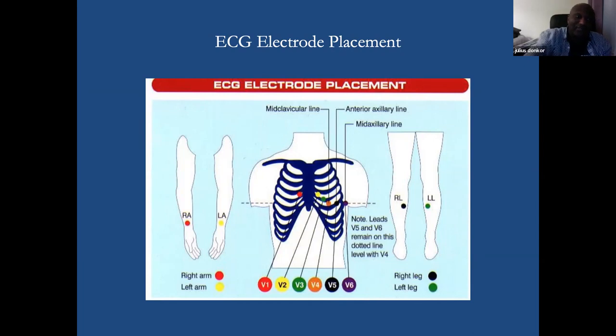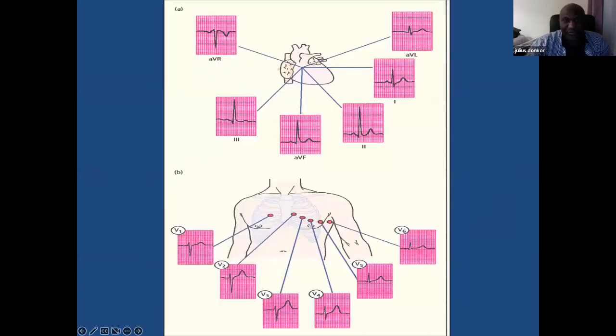And then your limb leads. The right arm electrode goes on the lower part of the right arm, at the wrist, and the left arm electrode on the lower part of the left arm, at the wrist. Your left leg is on the lower part of your leg, by your ankle. But your right leg, the neutral one, could actually be anywhere on your body. So that's the standard position for your 12 lead ECG.